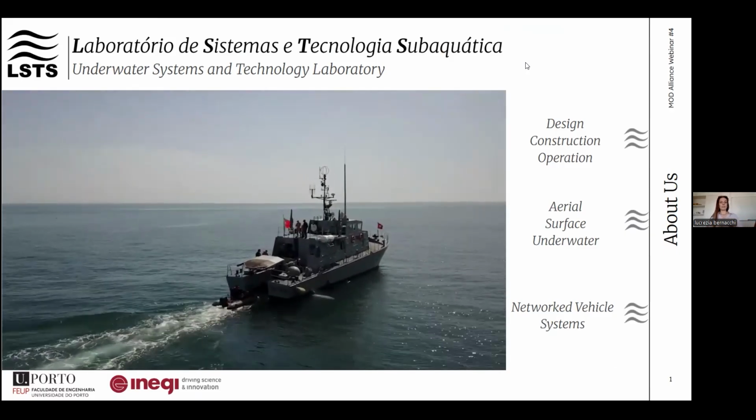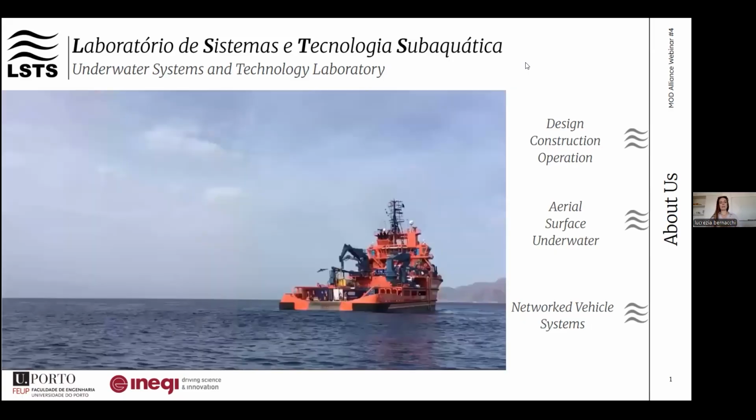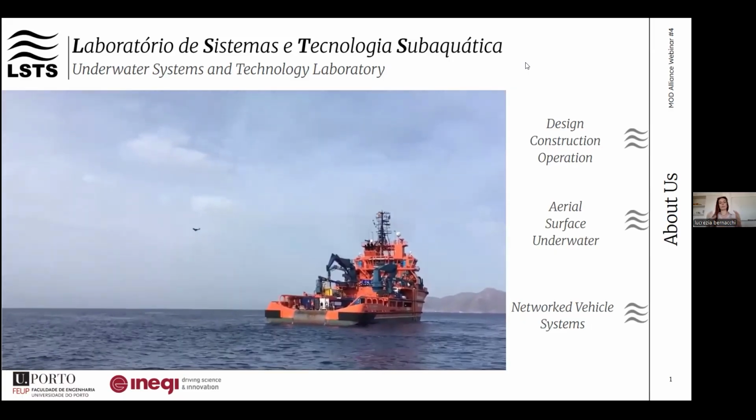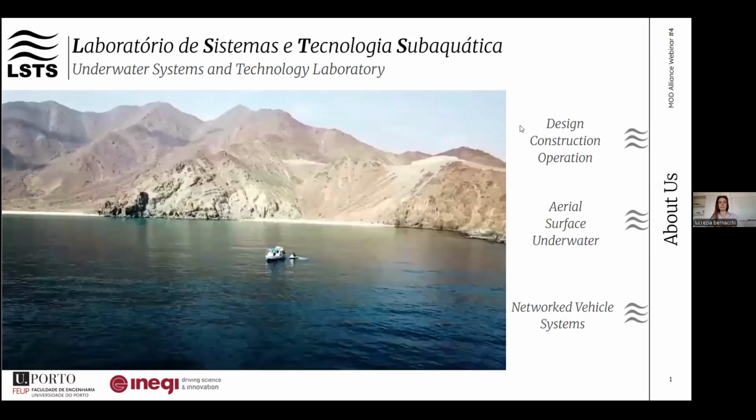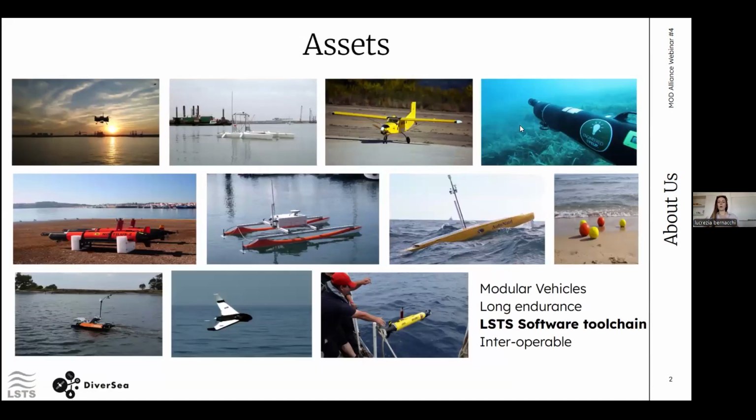A key point in our technologies and our development is working with a networked vehicle system, meaning that this is part of our assets. As you can see, we have different kinds of vehicles: surface, aerial, underwater. Some are owned by us, others were bought from external vendors. But even if they are different, they are all powered by the LSTS software toolchain, meaning that we can consider this as the same system.